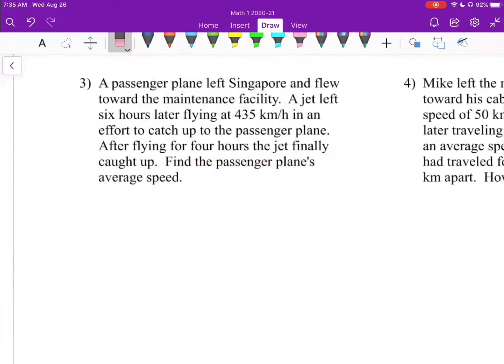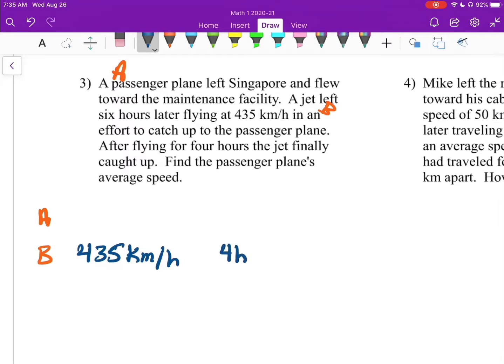All right. Alrighty, number 3. A passenger plane left Singapore and flew towards the maintenance facility. We'll call this plane A. A jet left 6 hours later, we'll call this one B, flying at 435 kilometers per hour. So plane B traveled at 435 kilometers per hour in an effort to catch up to the passenger plane. After traveling for 4 hours, the jet finally caught up. So we know that he traveled for 4 hours.